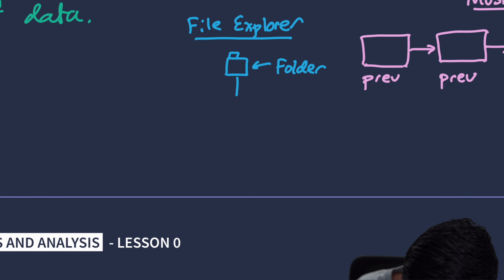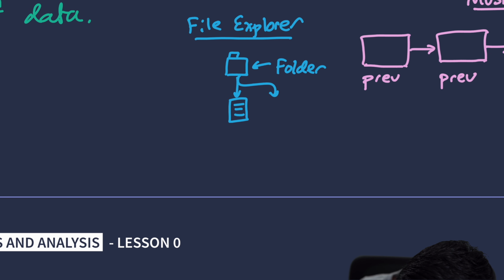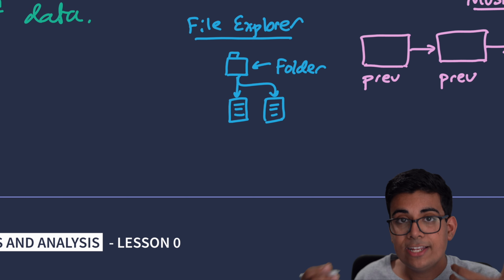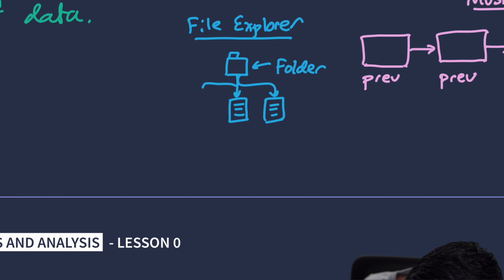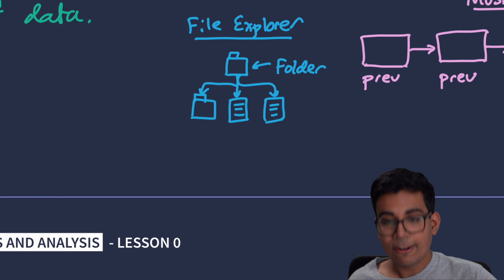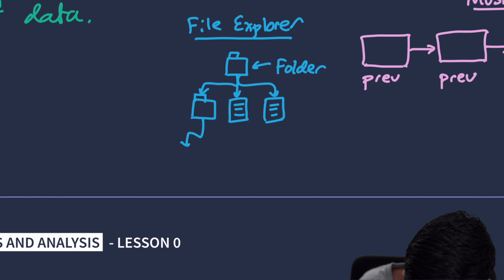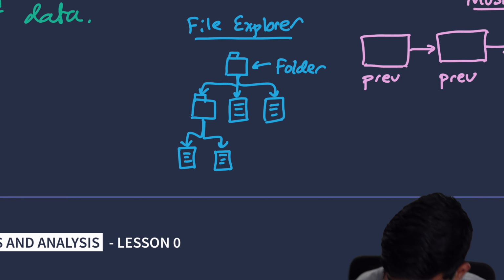I can have, for example, a document that looks just like this, right? I can have another document that looks just like this, but I might also have another folder inside of that folder. So I might have a folder that looks something like this, right? And this is another folder. Now within that folder, I can also have other documents, right? So I can have documents right here, and I can have documents right here, right?